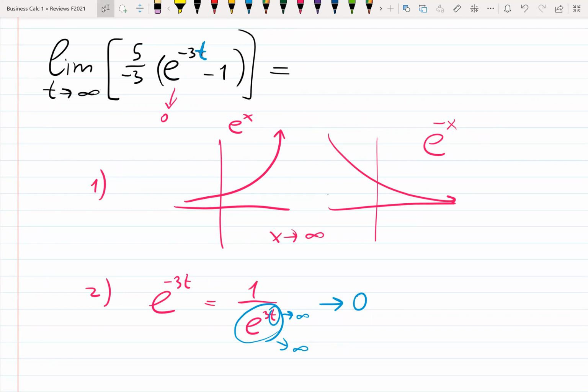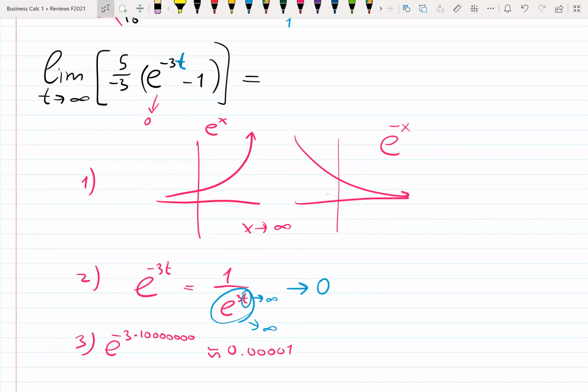And numerically, you can just plug into your calculator and see. If you check in your calculator what is e to the minus 3 times, I don't know, as many zeros as you want, your calculator will give you some small number, right? So one more way to see, to cheat on a test, is basically using numerical approximations, or sometimes we call it number sense. So this first term goes to 0, then we will have minus 5/3 multiplied by 0 minus 1, which is minus 1, which is 5/3, unless I made a mistake. What do you think?